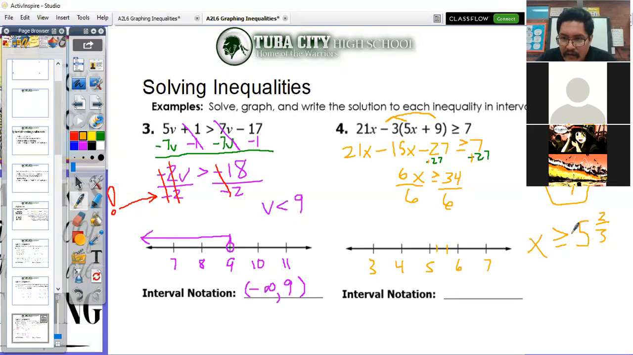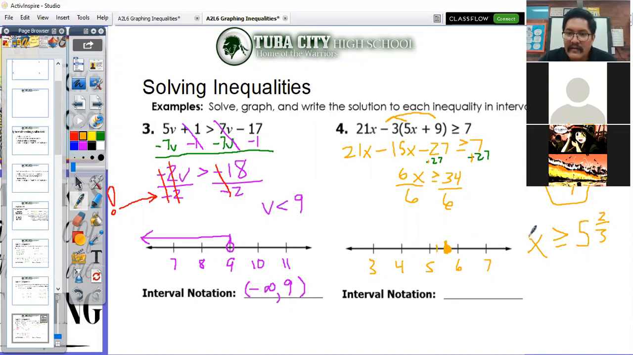And 5 and 2/3 is going to be this second one, the second one out of 3. So 1, 2, 3, so 2 out of 3, so there are 3 segments. Now I have to determine which way this is going to go. Is it going to go left or is it going to go right?